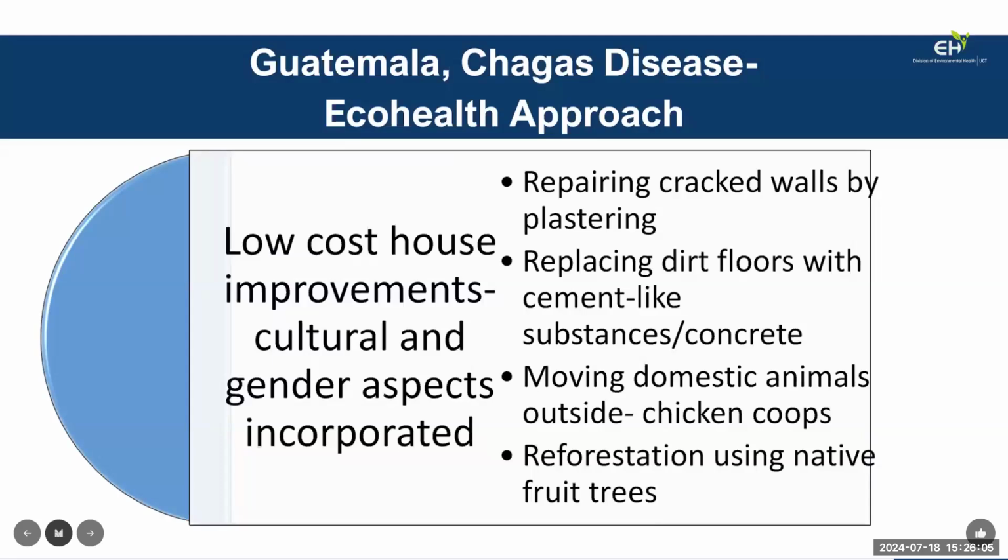In this case, the fruit trees are native, not exotic, so there's no chance of them being invasive. But also, because they're fruit trees, they bring the benefit of giving the communities fruits. What was also interesting in this case study was that they incorporated gender and cultural aspects into their planning as well. So this is for Guatemala.